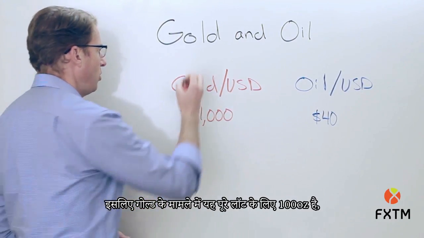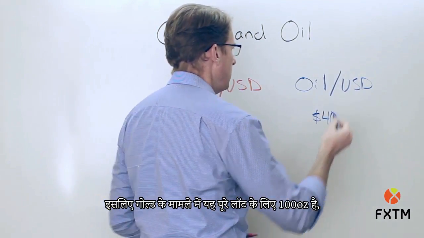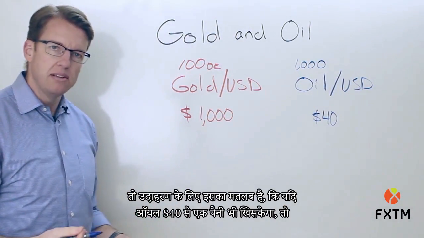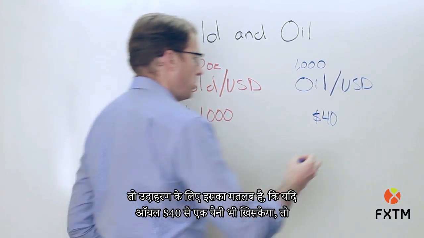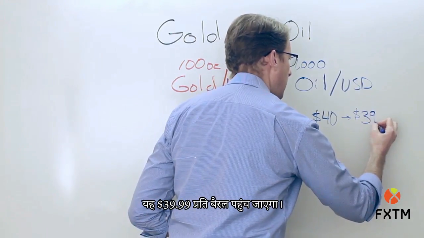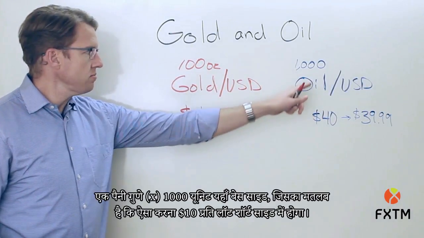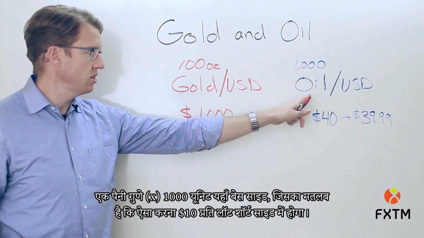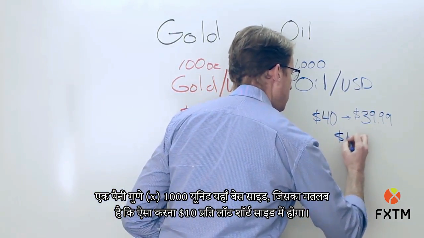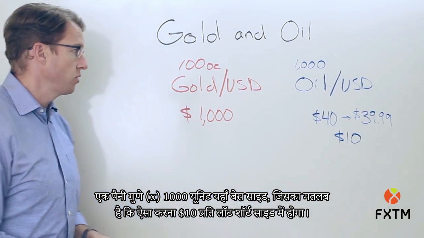In the case of gold, this is 100 ounces for a full lot, and in the case of oil, it's 1,000 barrels. So what that means is that if oil were to go from $40 and move just 1 penny, to $39.99 a barrel, so it dropped by 1 penny, well, 1 penny times 1,000 units on the base side means that that move would be in favor of the short side to the tune of $10 per lot, or of course, adverse to the long side for $10.